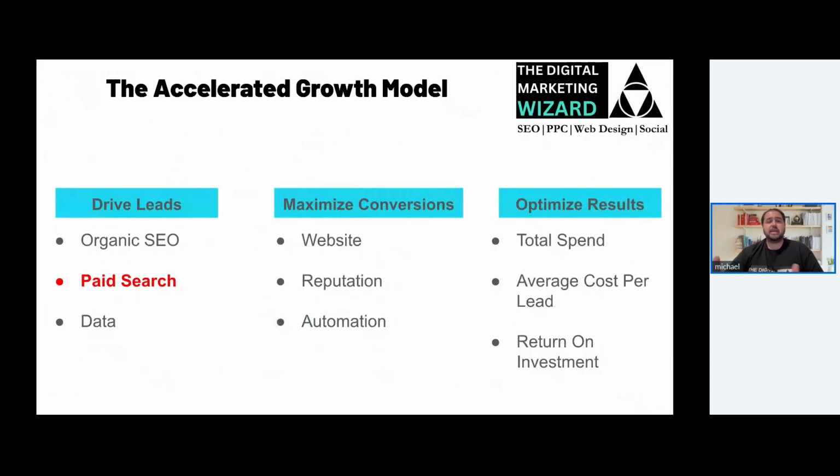So when we break through this accelerated growth model, like I told you, there's three main components, especially with our organization. Our agency focuses on driving leads, maximizing conversions, and optimizing results. And with each of these core principles, there are subsections that go into it, like organic SEO, the databases, the website, reputation, all that. These are things I really like to dive into in depth. So today we are just going to be focusing on paid search because there's so much information to really break through. This whole webinar series is going to be on paid search.